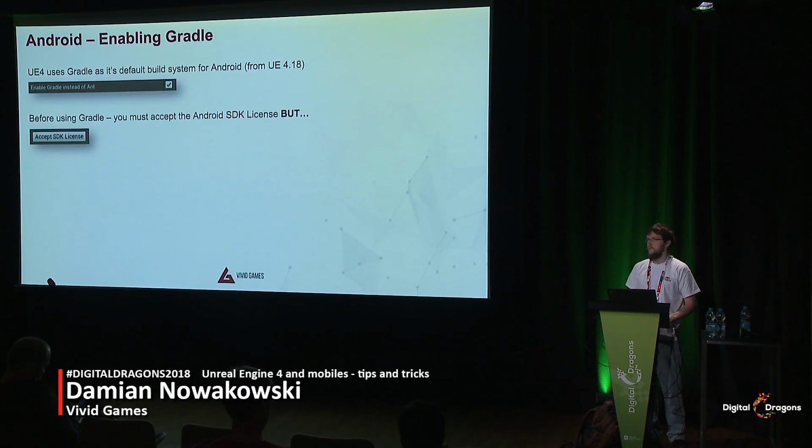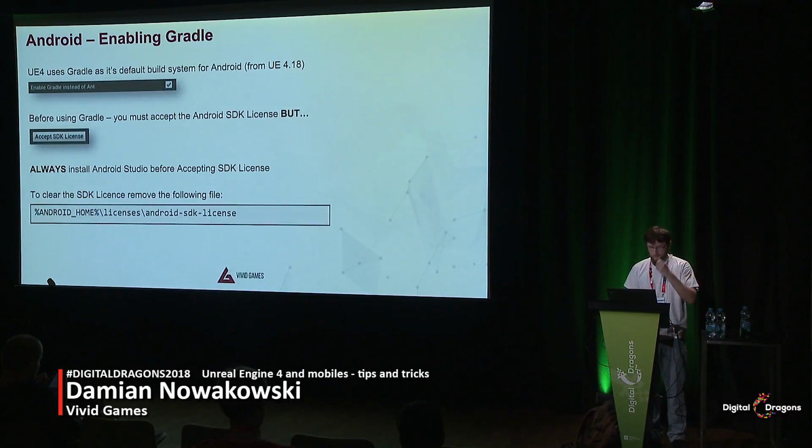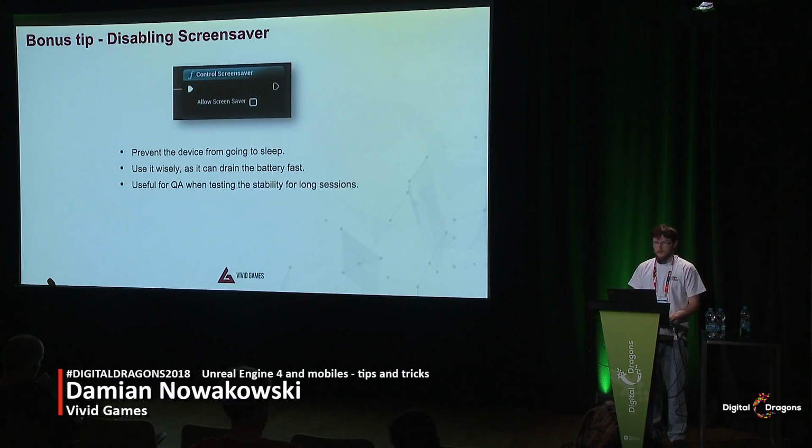The one trap is that when you are using it, you have to accept the SDK license, and you must have Android Studio installed. If for some reason you accept the SDK license before you install Android Studio, you might encounter a lot of really strange bugs when compiling. But fear not: you can clear the SDK license by removing this file, then install Android Studio, accept the SDK license once again, and then everything should work like a charm.